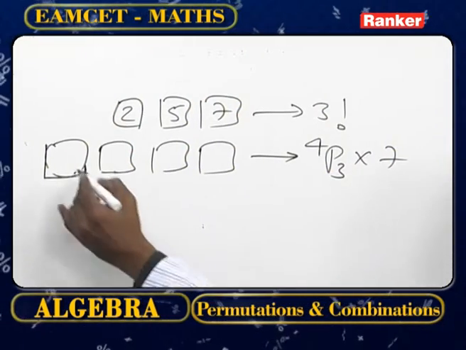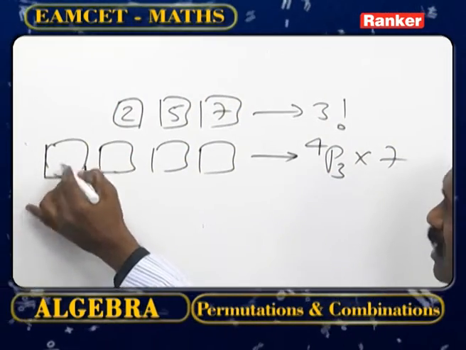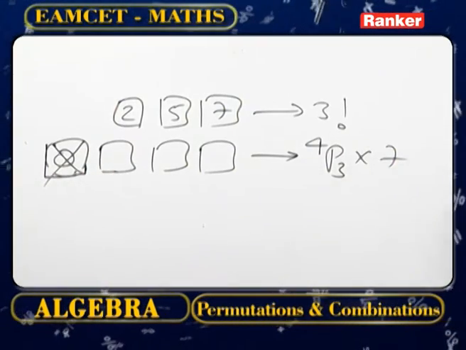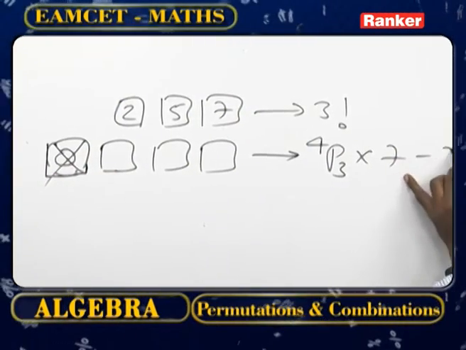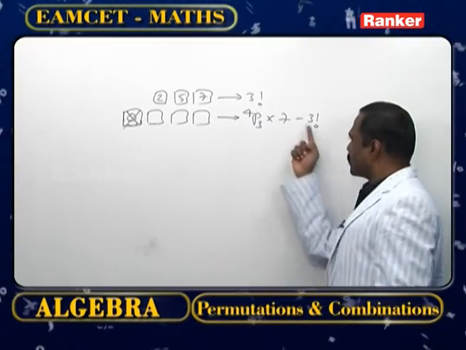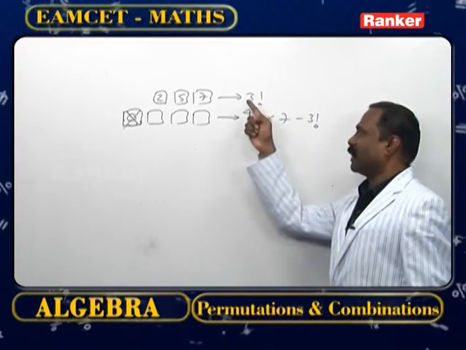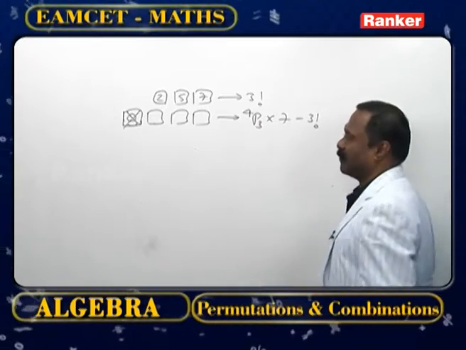Of course, they may start with 0. So 0 should not be there. So minus 3 factorial. What do you understand by that? That's what you are getting here. Minus 3 factorial. 4p3 into 7 minus 3 factorial.